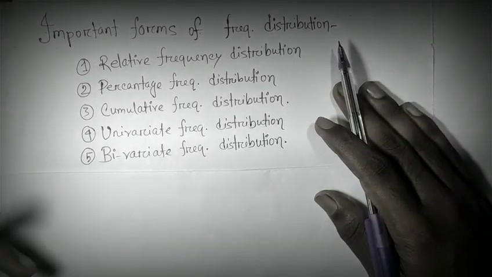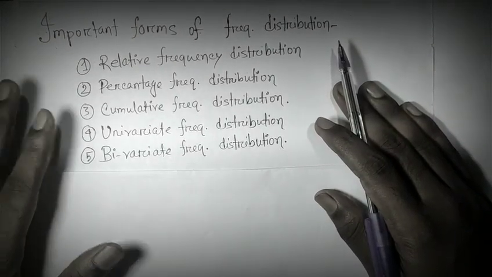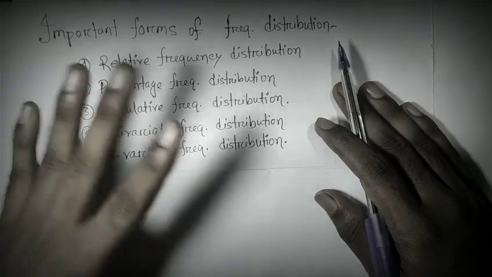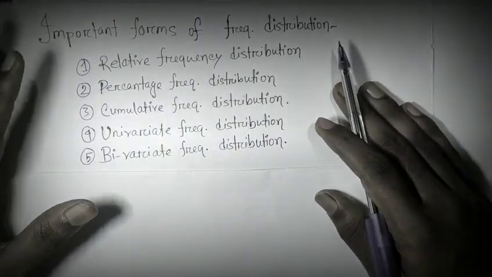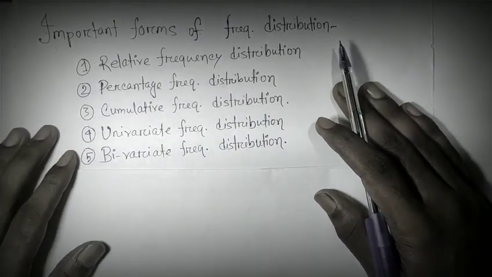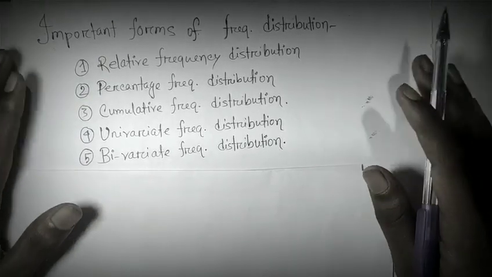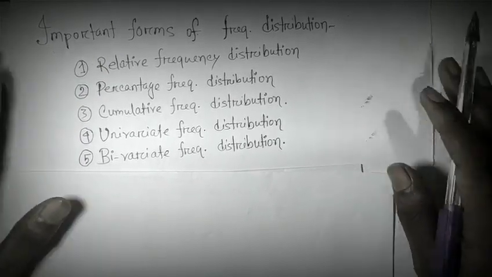So in this video, we learn about some important forms of frequency distribution. In the previous video, we already learned about the construction of a frequency distribution by taking a suitable class interval. So these are the important forms of frequency distribution, or we can say the variations of frequency distribution.